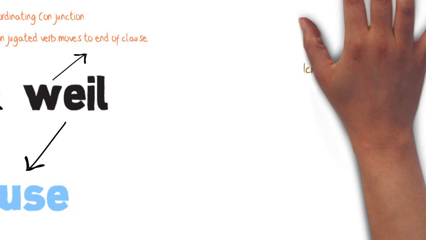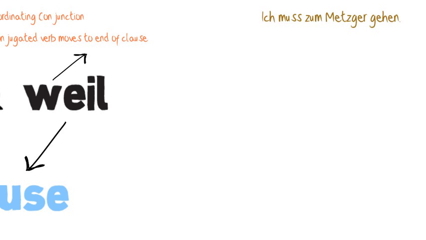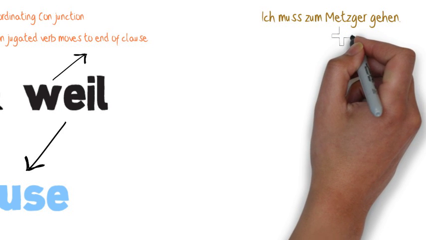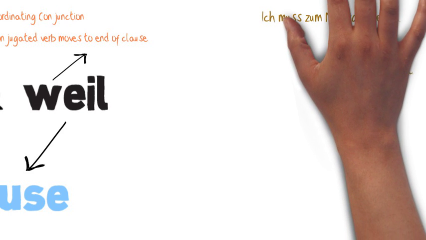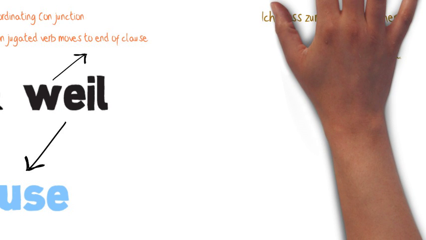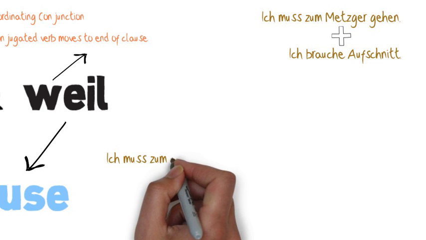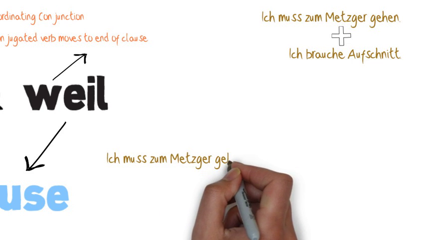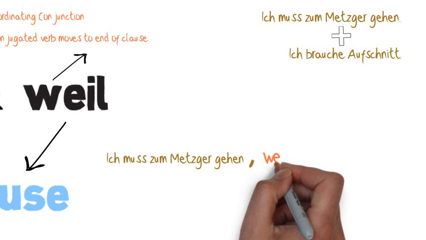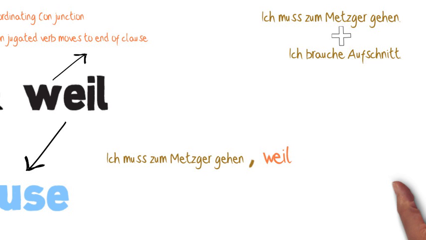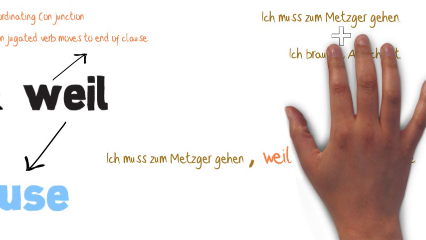Now let's use the same two sentences, but this time we're going to combine them with the conjunction weil. This time we again start with ich muss zum Metzger gehen. We have the exact same reason. And so if we start with ich muss zum Metzger gehen, we're again going to replace the period at the end of that, it's no longer a standalone sentence, and replace that with a comma. But now we're using weil.